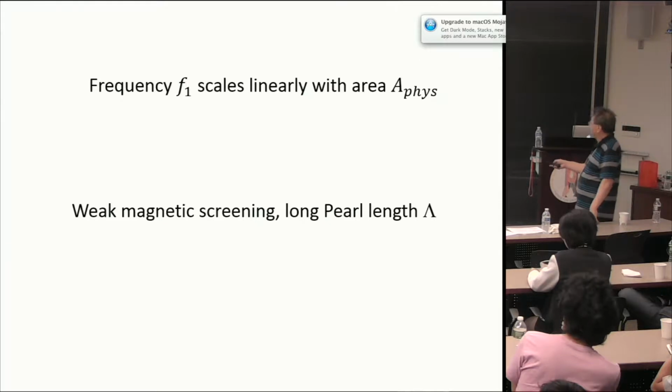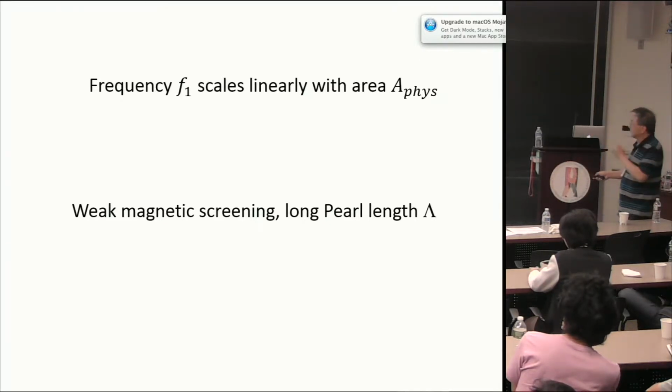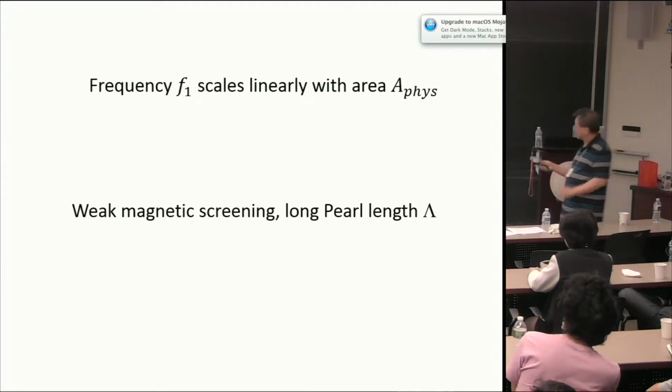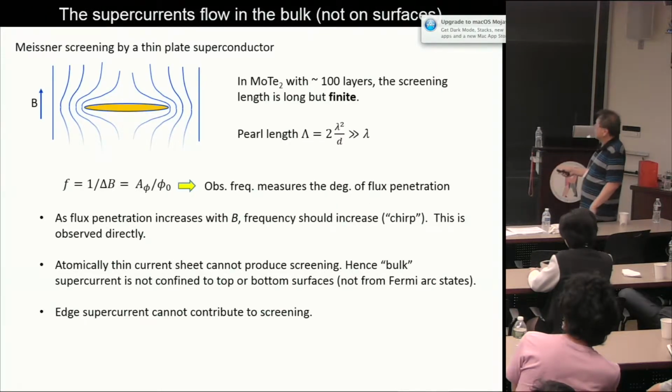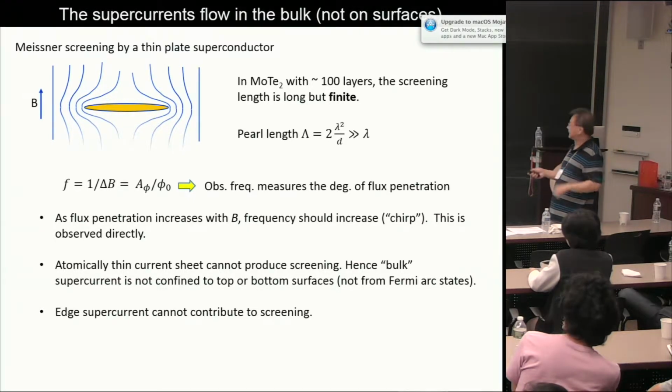Now I come to this question that was raised, our magnetic screening. For the geometry that we have, I think the next slide shows it. For the flat plate geometry, the screening happens on what's called the Pearl length. The Pearl length simply takes into account that this is quasi two-dimensional and yet not quite two-dimensional.